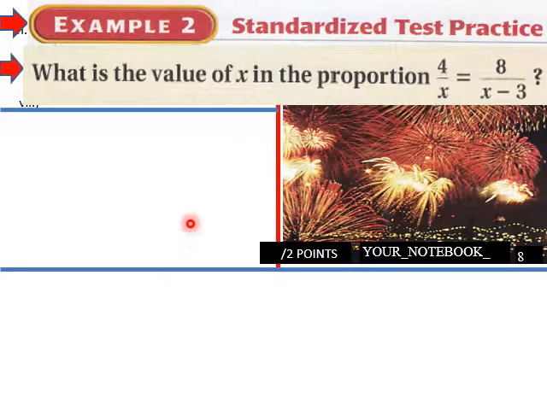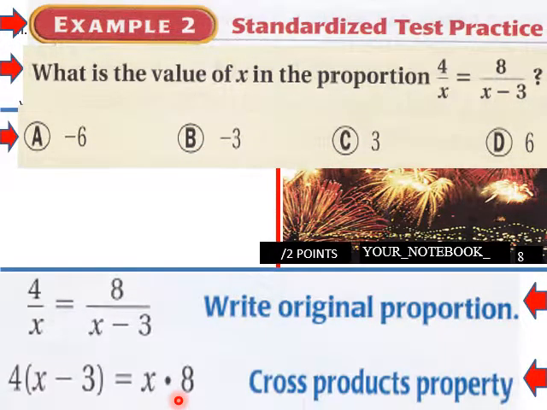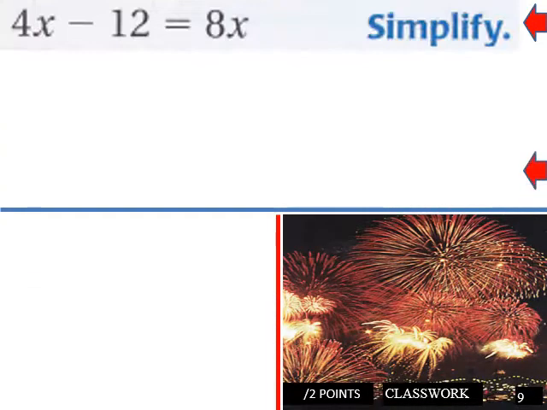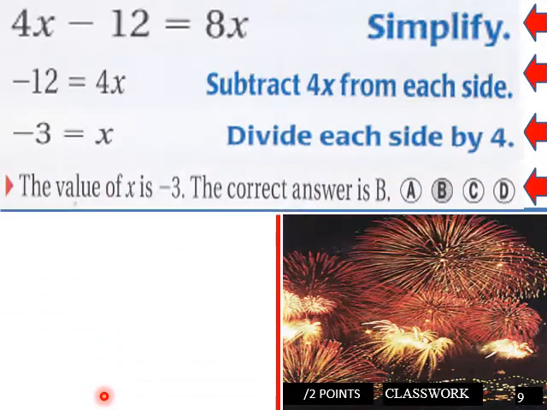Back to example 2, standardized test practice. What is the value of x in this proportion? Is it here, here, or here? Original proportion, cross products property: 4 times x minus 3 equals x times 8. So 4x minus 12 equals 8x. Then we move this over here, so we have negative 12 equals 4x. x equals negative 3. The correct answer, negative 3, is B.